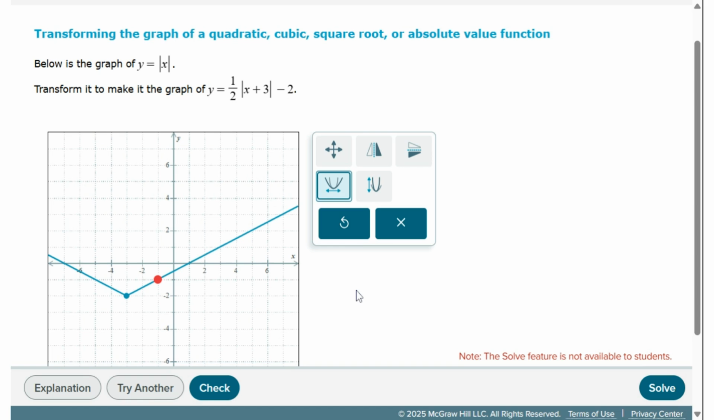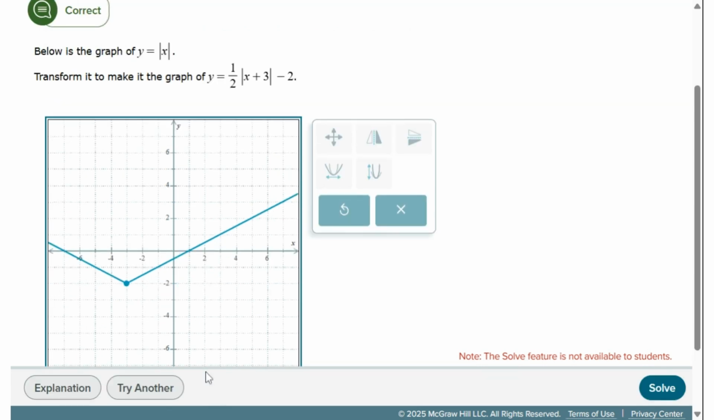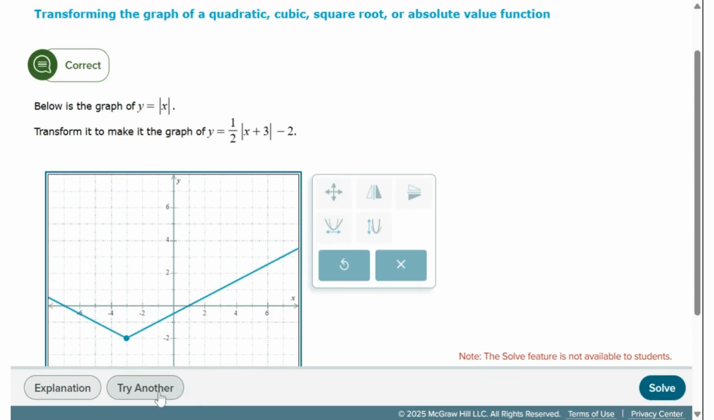But you might want to check, is that point we put right there, is that really on this new function? And we can tell, the x value is -1. If I put a -1 in here, it'd be -1 plus 3, that'd be 2. The absolute value of 2 is 2, and 1/2 of 2 is 1, and then 1 minus 2 is -1, and that's exactly where we are. So I think we've got it, and I'm going to go ahead and hit check. Yep, we got that one correct. Let's try another one.